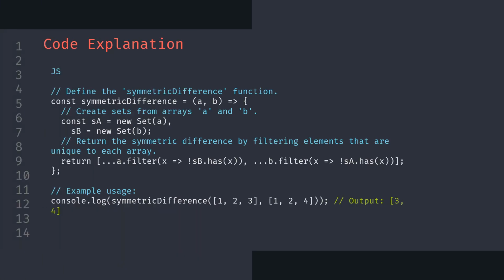This function follows a straightforward yet powerful approach. First, we convert both arrays into sets, which allows us to perform quick lookups. Then, we use the filter method on each array to keep only the values that do not exist in the other set. By concatenating the results, we get a symmetric difference. This method is not only concise, but also efficient, as set operations have an average time complexity of O(1) for lookups.